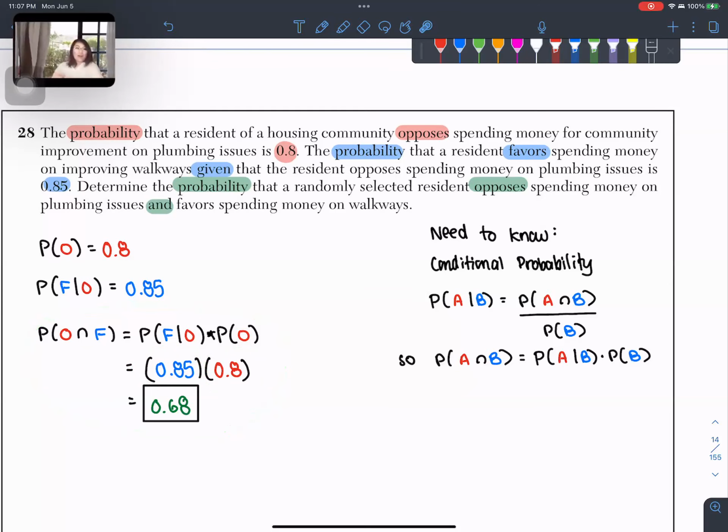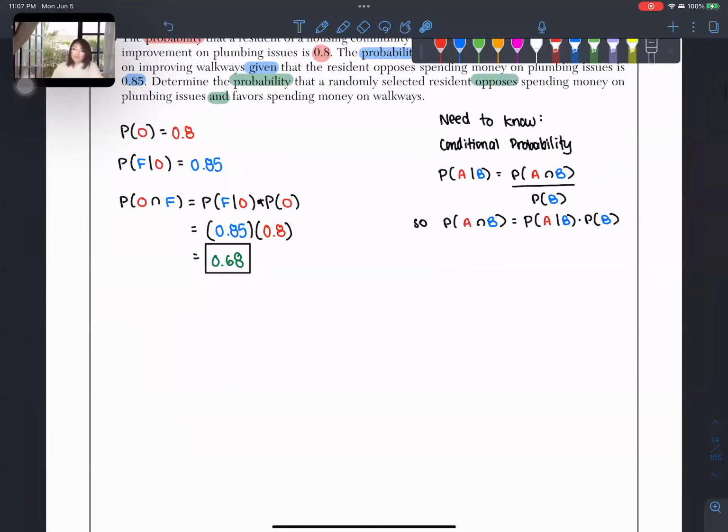If you're lost and you have no idea what to do, honestly, when I get into that position, I like to write out my legends. Okay, well, what do I know from the problem? I know that P of O is equal to 0.8 and P of F given O is equal to 0.85, and figure out what I have to do. Most likely you have to either multiply them or divide them. So for the most part.